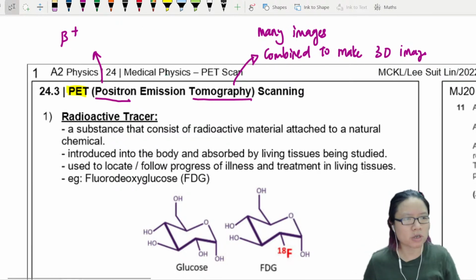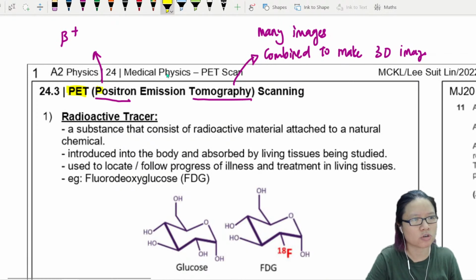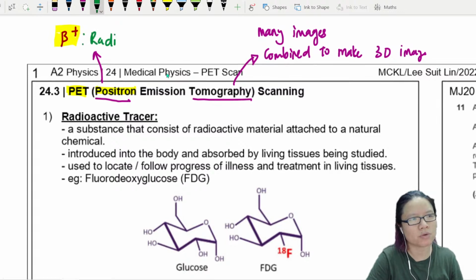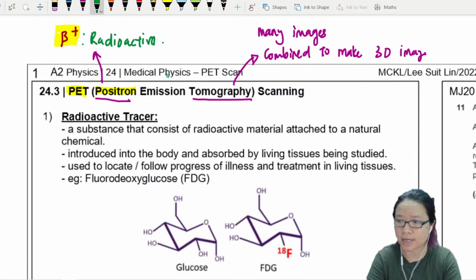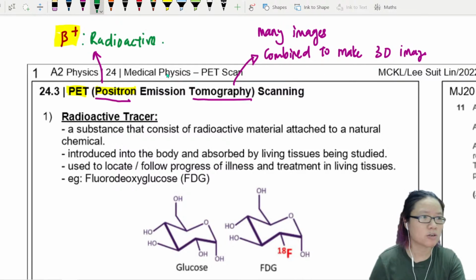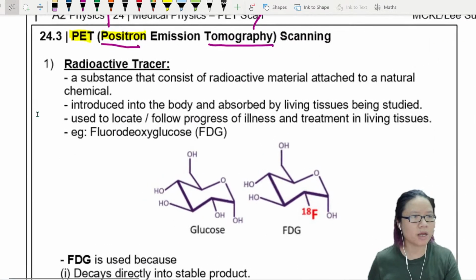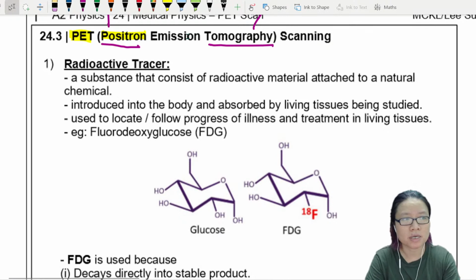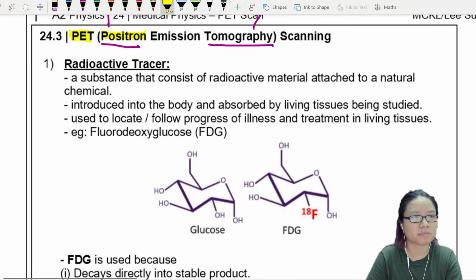Because we involve positron, which is a beta plus particle, this is radioactive. So you might be wondering, how do we create a beta plus reaction inside the human body? In this case, the radioactive tracer is the answer to the question. A radioactive tracer here is a substance that consists of radioactive material attached to a natural chemical.